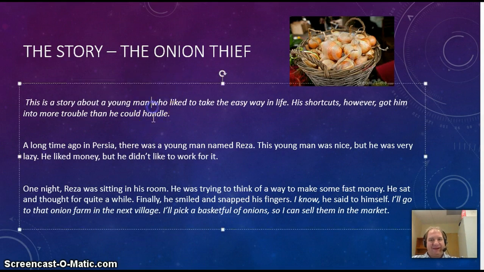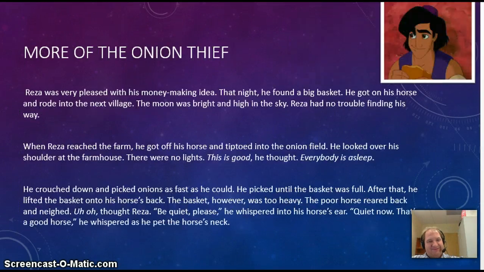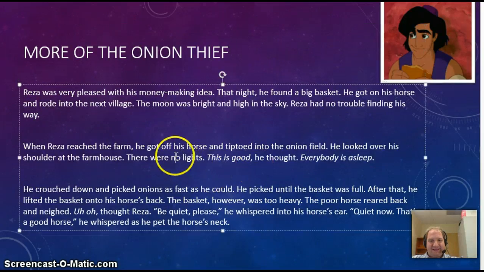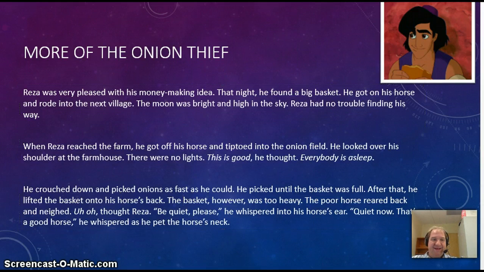It's a story about a man who liked to take the easy way in life, a young man from Persia, who one day snaps his fingers. "Hey, you know what? I could just go to a farm, steal some onions." So he's real happy with himself. He gets a horse. He goes riding out to get those onions. See a description here. He goes in, fills the basket till it's full, but it's too heavy for his horse. So the horse rears back.